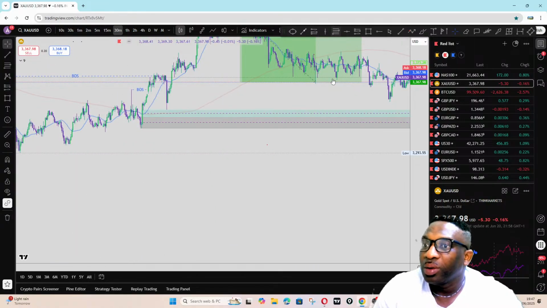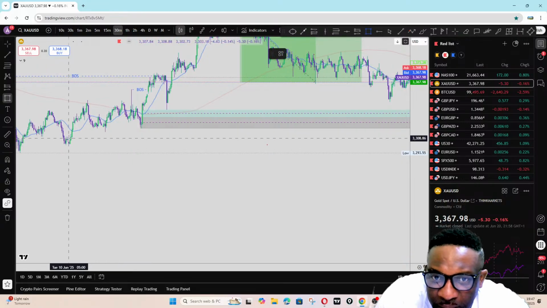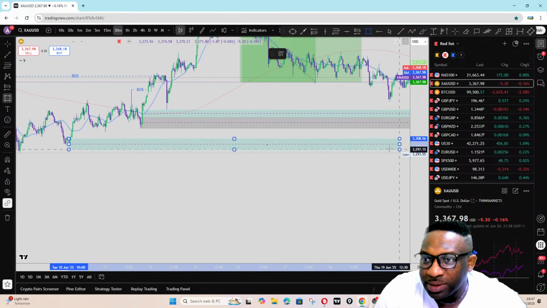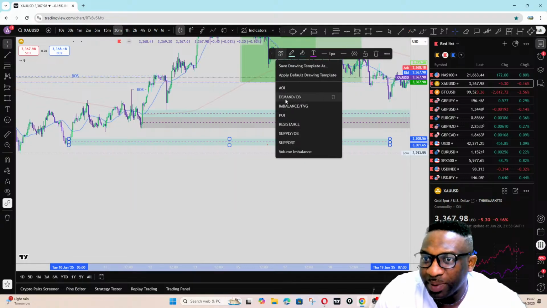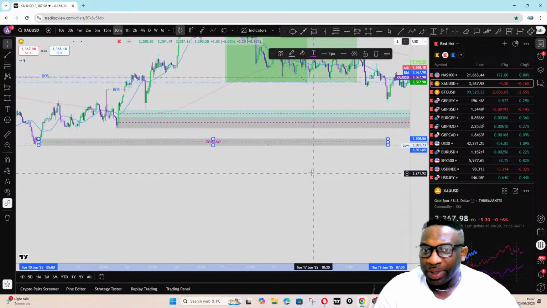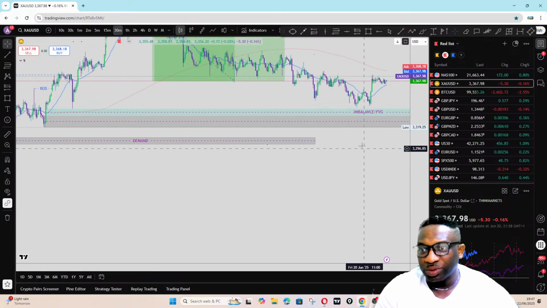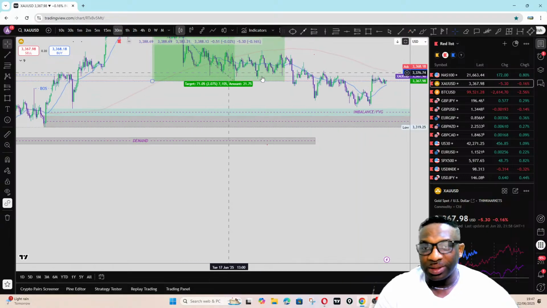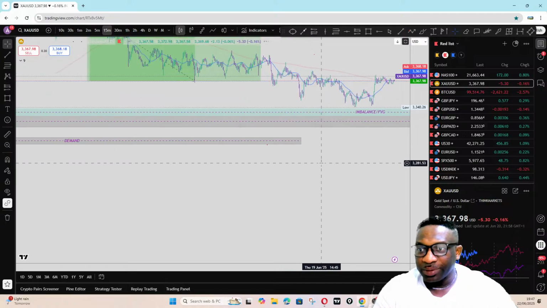So we can also look at this one here. This one, as we can see, hasn't been tapped in yet. So it's a pending area of demand that we can expect price to revisit. So we have this scenario, price in a downward move now on the 30 minutes, 15 minutes. So this is the 15 minutes as well.